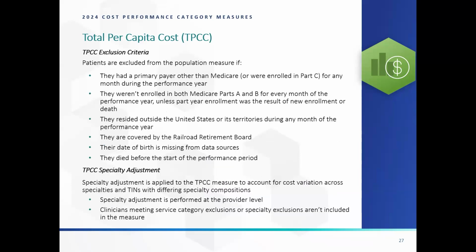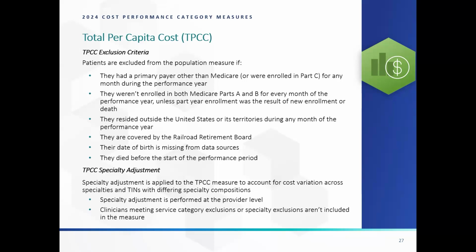Patients are excluded from the TPCC measure if they had a primary payer other than Medicare or were enrolled in Part C for any month during the performance year. If they weren't enrolled in both Medicare Parts A and B for every month of a performance year, unless part year enrollment was the result of a new enrollment or death. If they resided outside the United States or its territories during any month of a performance year, if they are covered by the Railroad Retirement Board, if their date of birth is missing from the data sources, and if they died before the start of the performance period.